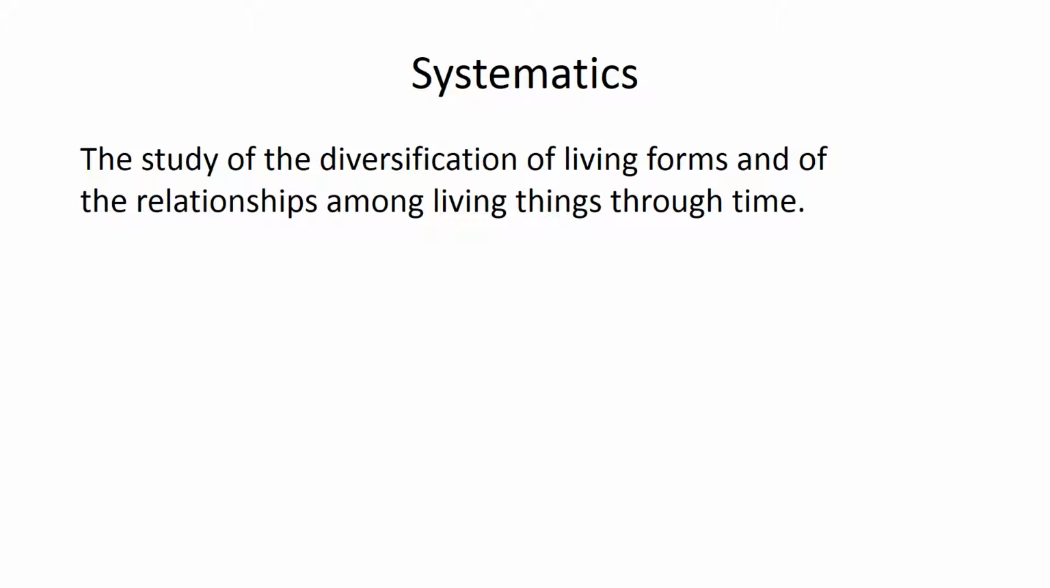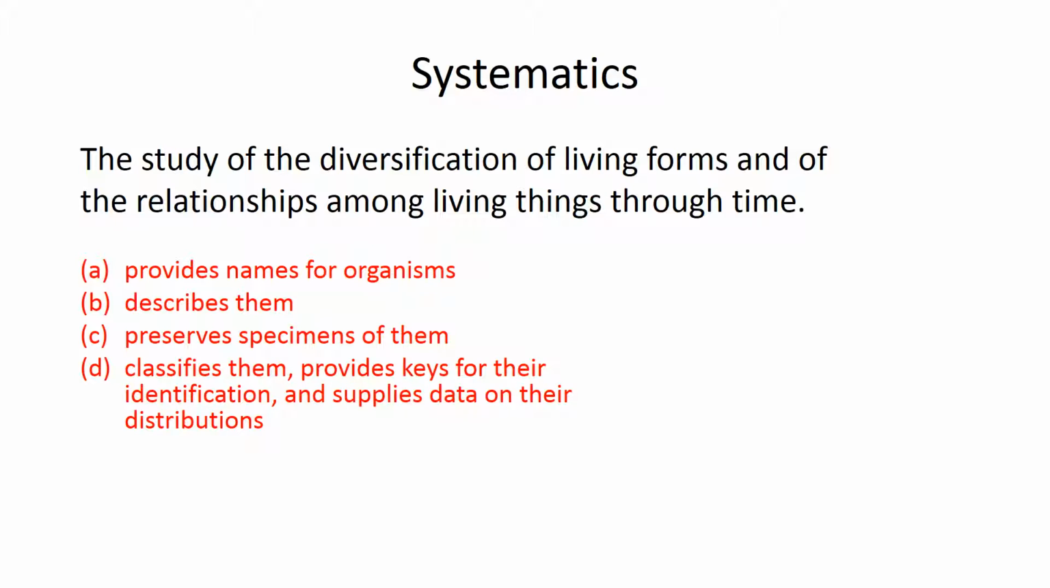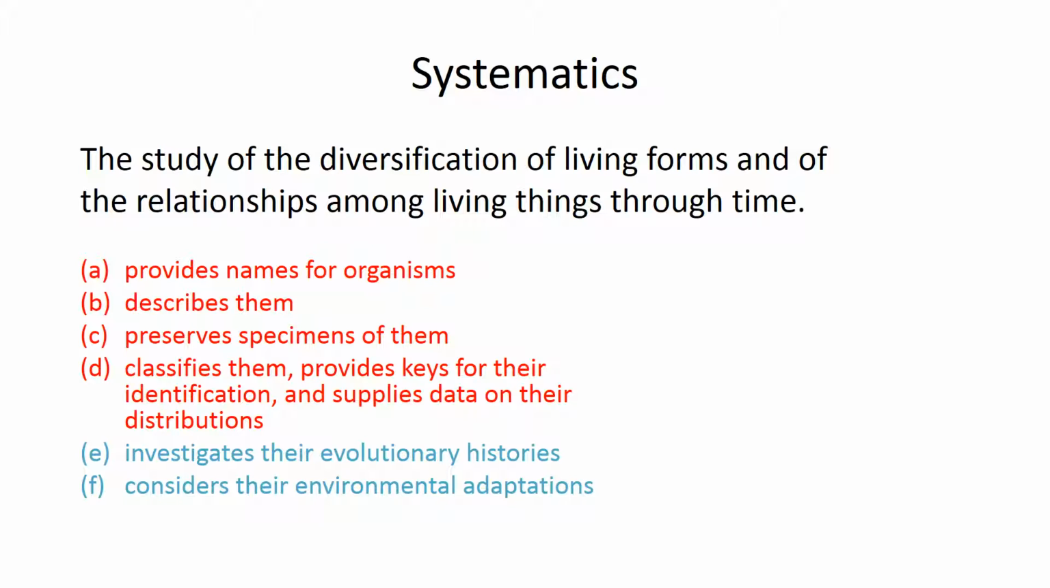Systematicists, or scientists who practice systematics, seek to do a number of things. First, they seek to provide names for organisms. They seek to describe them. They seek to preserve specimens of them. And then they seek to classify them, provide keys for their identification, and supply data on their distributions. Next, they also investigate their evolutionary histories and consider their environmental adaptations.